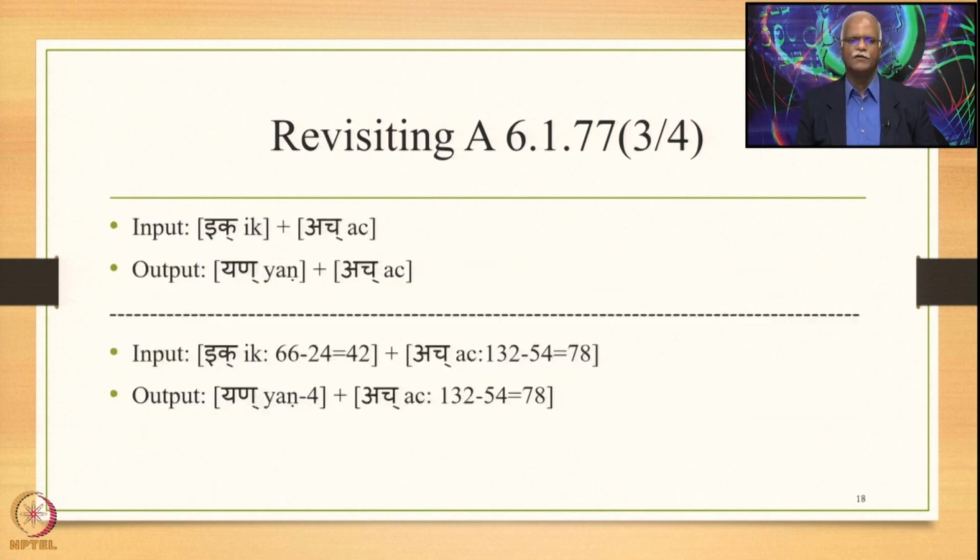So, now we have input ik plus ach. Ach is the right hand side environment, ik is the substituent, and ik is substituted by yan, and this is the output. This can be rewritten as ik 66 minus 24, and we have only 42 varieties now. Ach 132 minus 54, so we have 78 varieties over here, and this is an input. And the output would be yan 4 and ach 78.